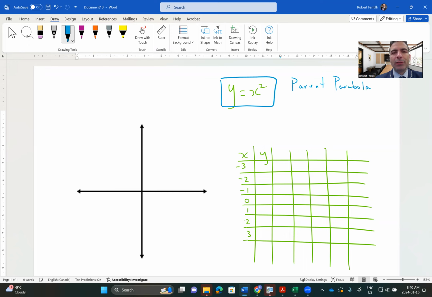Did we move it left? Did we move it right? Up? Down? Does it open upward? Does it open down? Is it stretched? Is it compressed? All these terms will make sense to you as the lesson unfolds. But let's take a look at the basics here.